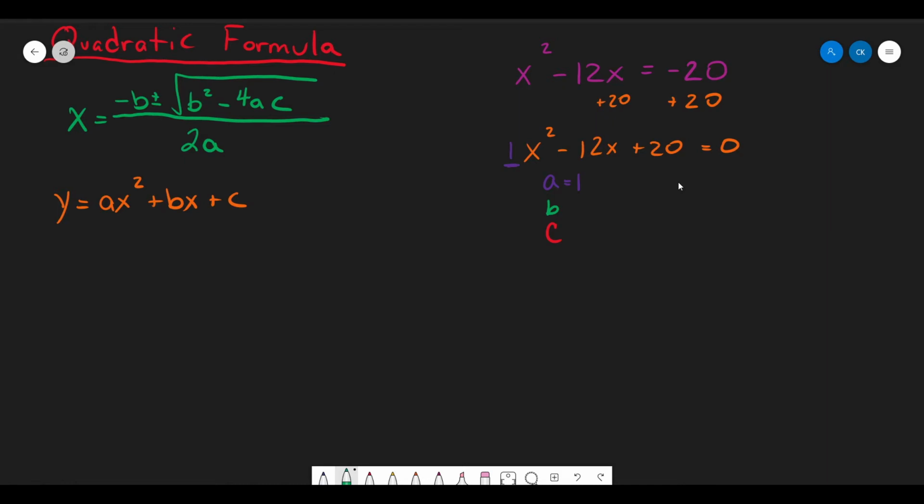B is the coefficient of x. So the number in front of x is negative 12. Remember, the sign that's in front of the number always follows it. We didn't put a sign for the 1 because it's positive. But this is a negative 12, so my b is negative 12. C is the constant, or the number by itself, so c is 20.